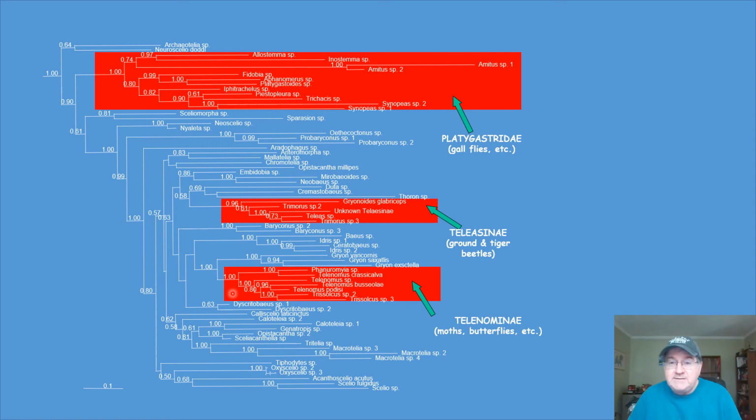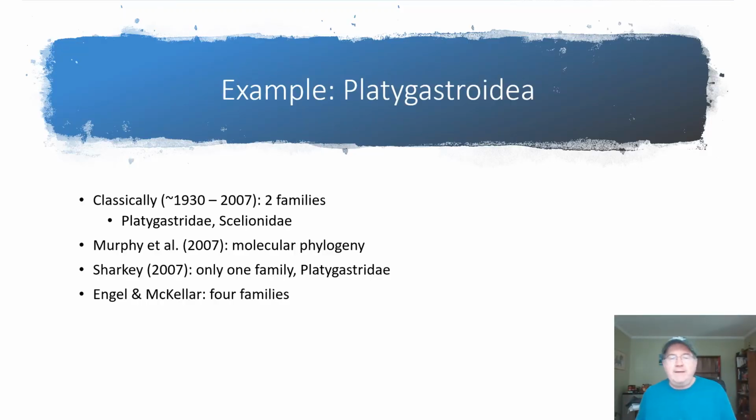We can't recognize a family Celyonidae because it's paraphyletic. It's not monophyletic. So that result led a colleague, Mike Sharkey, down at the University of Kentucky, to look at the results of Murphy et al. Murphy et al. were kind of, okay, this has got to be looked at as a bit preliminary because the number of species we have in our analysis is only a minor subset of all of the taxa that have been classified here. So we need to be a little bit careful.